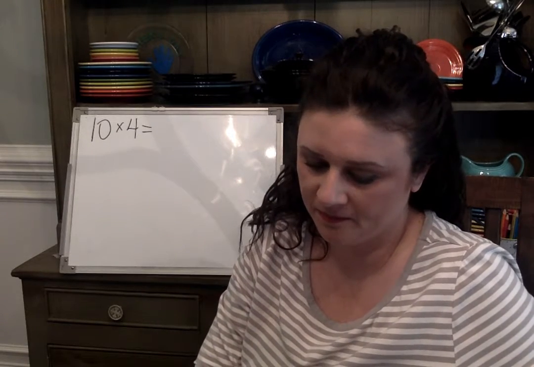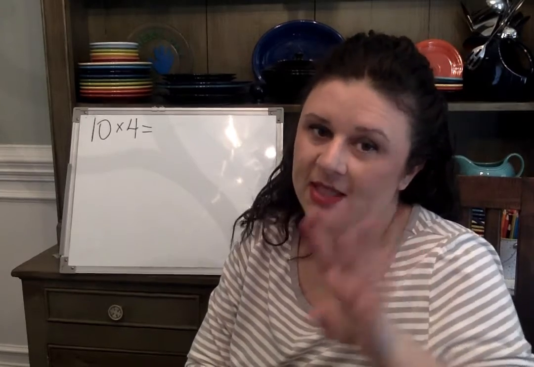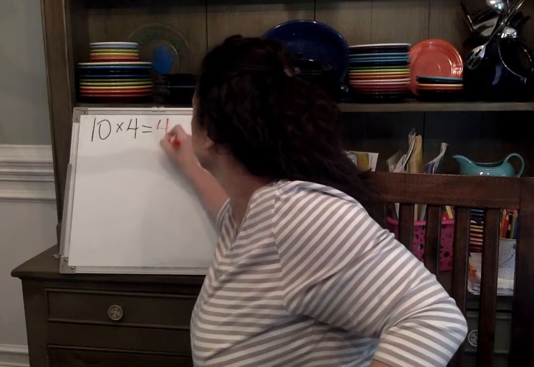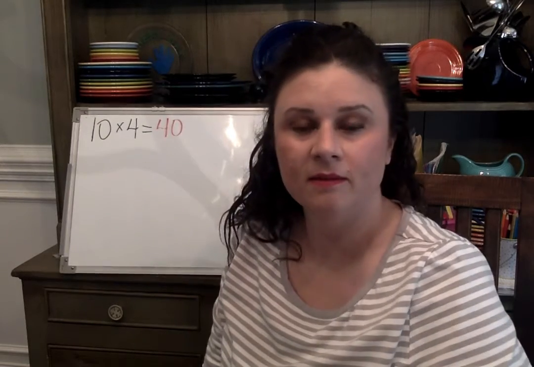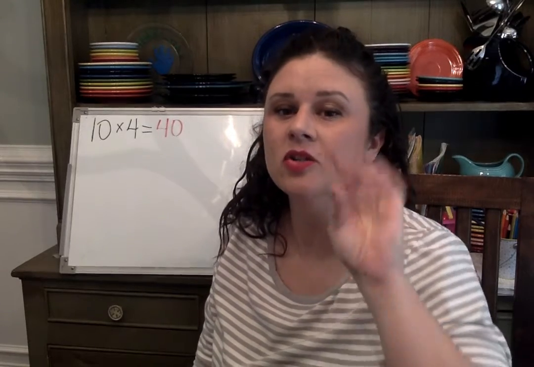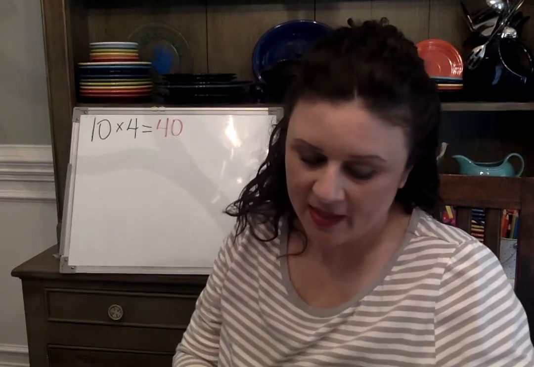Ten times 4. If you need to stop your video now and work this out, remember we're working on mental math, not pencil and paper. Most of you know that 10 times 4 is the same as 4 tens. So 4 tens would be 40. Now I hope you didn't have to count 10, 20, 30, 40. You should think about 4 groups of tens being 40.